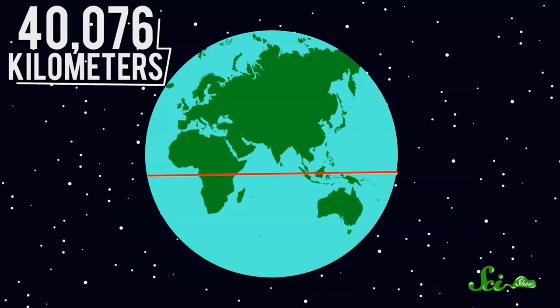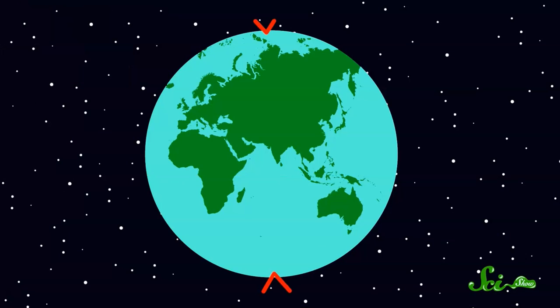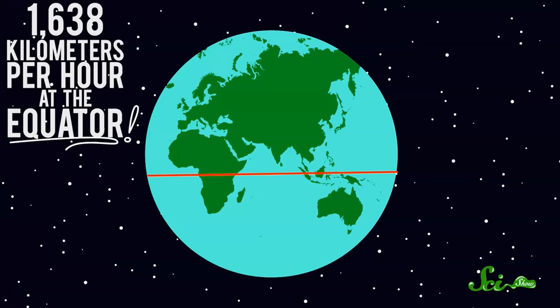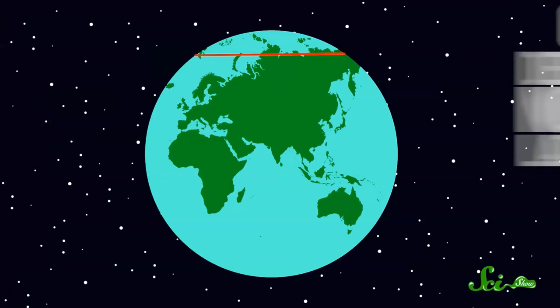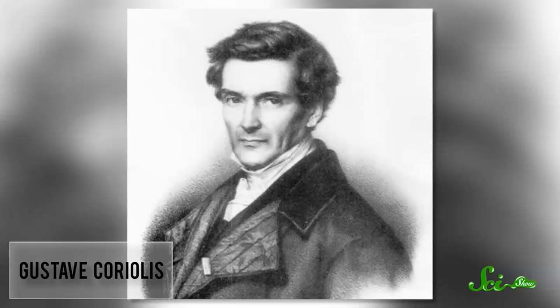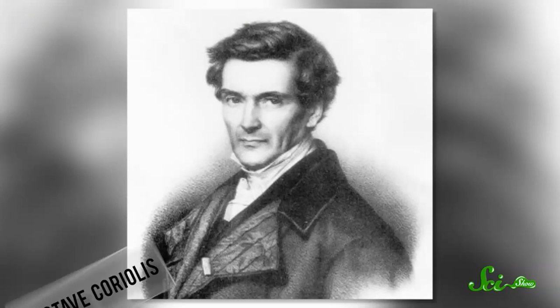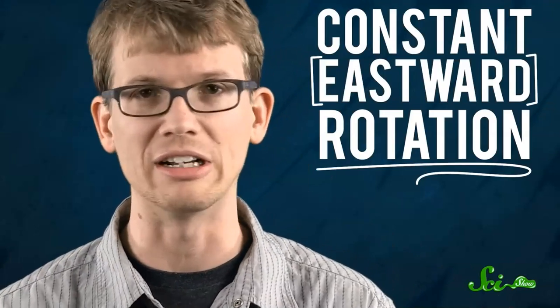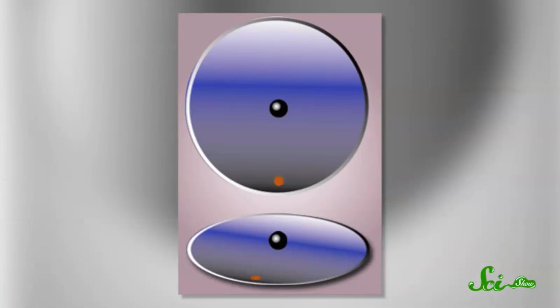Because the diameter of the Earth at the equator at 40,076 kilometers is so much greater than it is at the poles at 0 kilometers, the land of the equator is moving lots faster than the land everywhere else, about 1,638 kilometers per hour at the equator compared to about half that at 60 degrees north latitude and pretty much stationary at the poles. And yes, the Coriolis effect, named for 19th century mathematician Gustav Coriolis, does indeed influence objects traveling across the face of the Earth due to this constant eastward rotation.